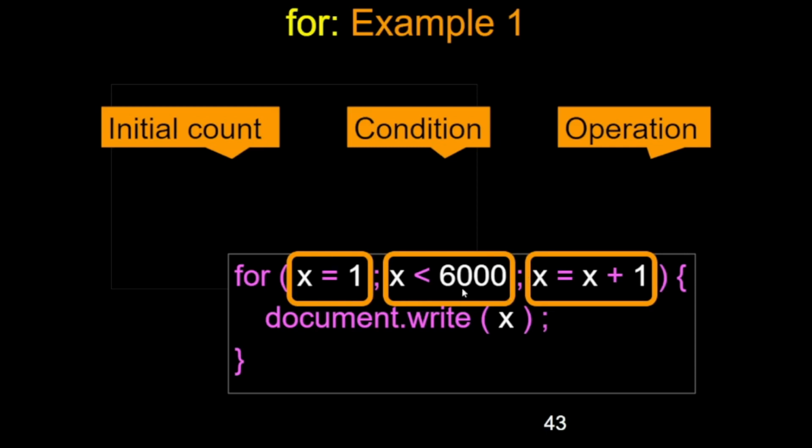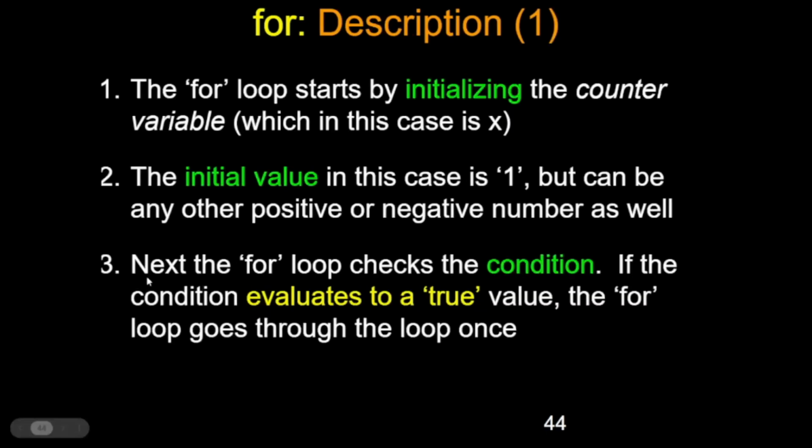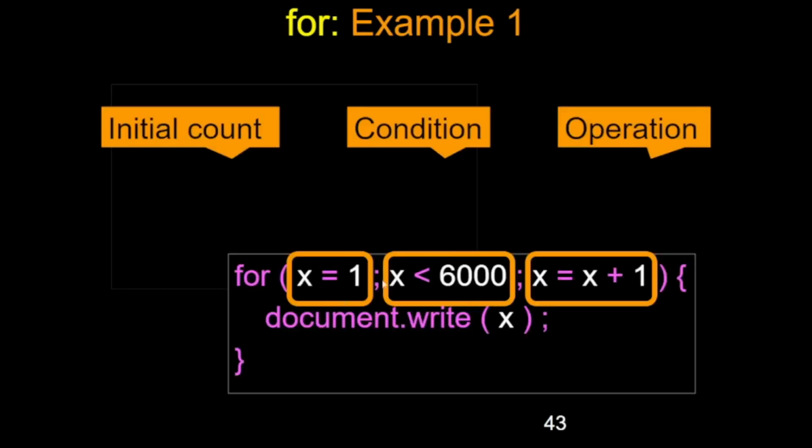Number 3. Next, the for loop checks the condition. After the initialization, the compiler will check the condition. If the condition evaluates to true, the for loop goes through the loop once. Here we have x equals 1, and x is less than 6,000, which is true, so it will go through the statement document.write(x). It will execute the statement, and then it will go for the update expression.